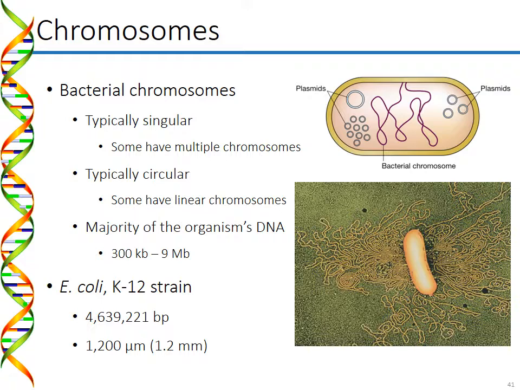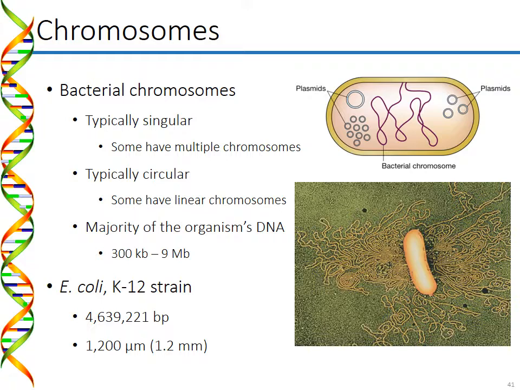So within bacteria, there is a wide variety in the chromosomes that we see in different genera and species. Typically, they have one chromosome, circular in shape. There are variations of that. Some bacteria have multiple chromosomes. Some of them have linear chromosomes. And so there are no hard and fast rules that are always adhered to. But generally, you do have a single circular chromosome that accounts for the majority of the organism's DNA.